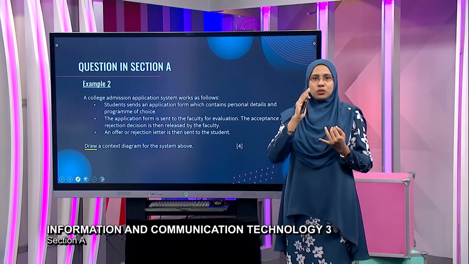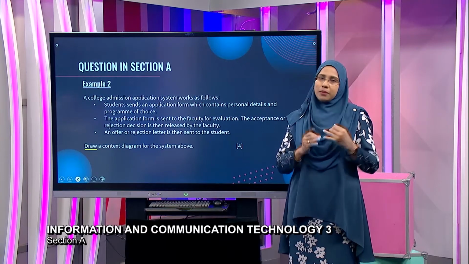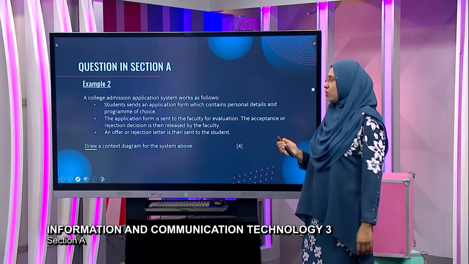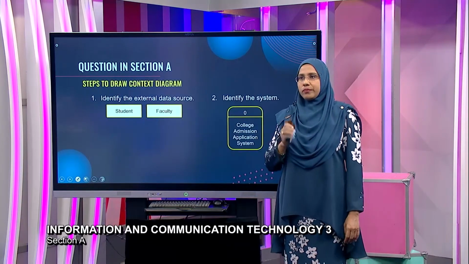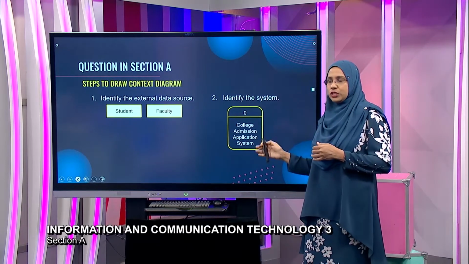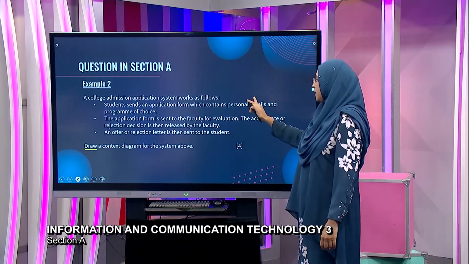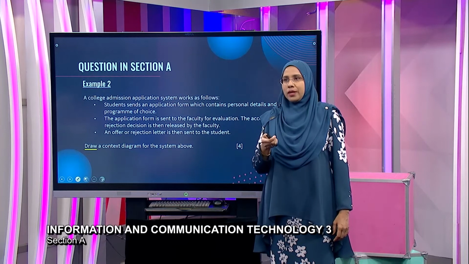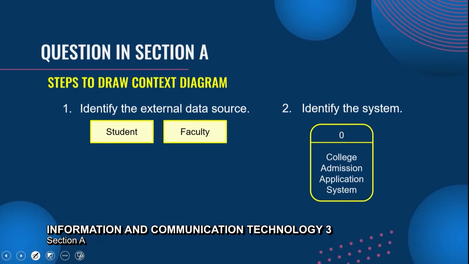Okay, first of all, students must know what a context diagram is. If they don't know what a context diagram is, they cannot answer this. So I will guide you how to draw the context diagram. Marks given: 4. First, you must identify the data source. In this question, the data source is the student because the student sends the application, and another data source is the faculty because the faculty will evaluate. After you identify the data source, then you identify the system.